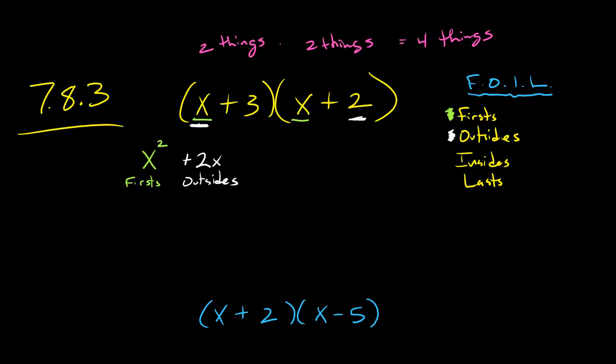The insides, let's see what color, let's go with orange, sure. The insides is, well, the opposite of the outsides. The 2 numbers that are on the inside of everything. So 3 times x. And then the lasts, well, would be the 2 last in each parentheses. And so in this case, 3 times 2.